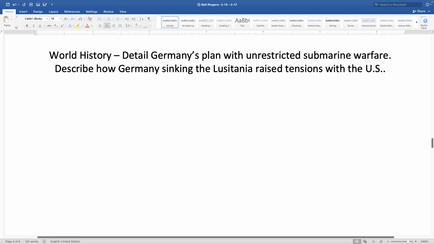But with the Lusitania, this was a step closer for the U.S. to get involved, painting the picture of who is the enemy. Who is the enemy? These tactics. Awesome. Good. All right, so any questions here?